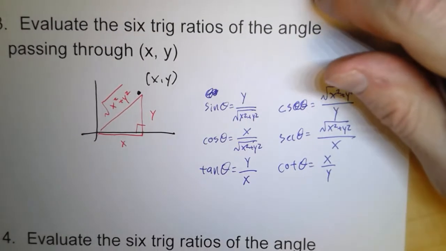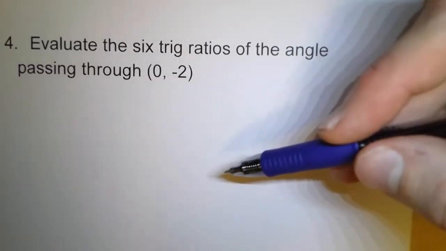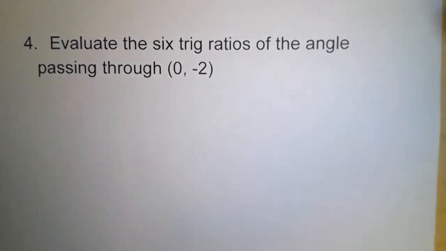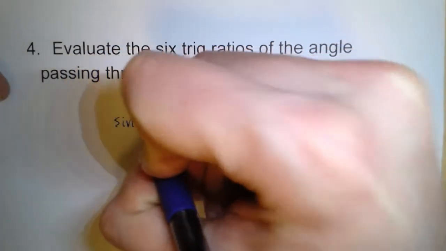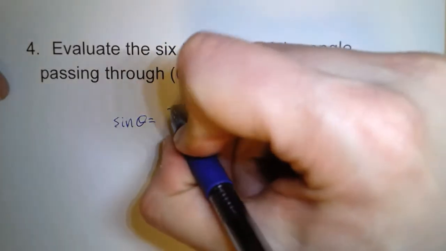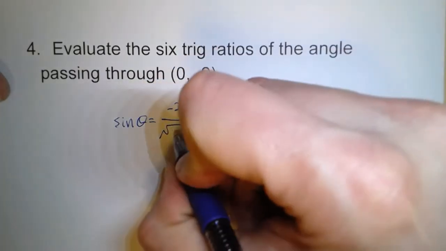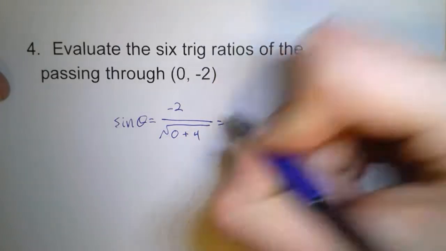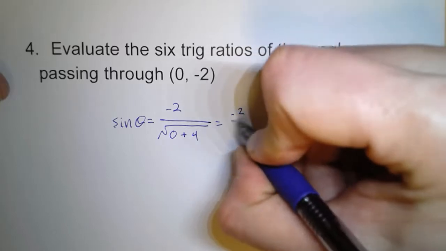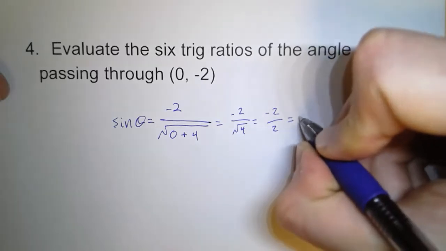Now for this fourth example, it seems like we're just applying the rule we just set down, and we are. So there's really no need to draw a picture. I can just follow the rules that were set up here. So let's see. Sine of theta is going to be the y value, which is negative 2, all over the square root of x squared, which is 0 squared is 0, plus y squared, negative 2 squared is 4. So let's simplify that.